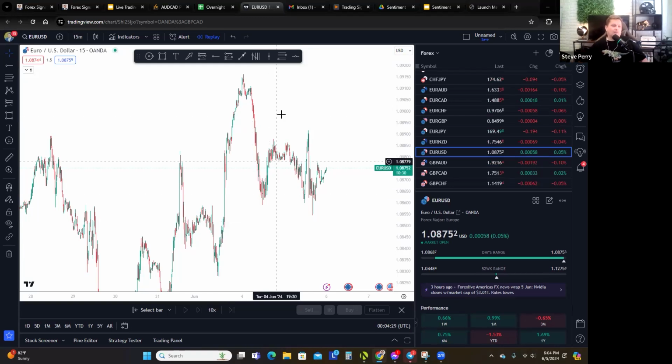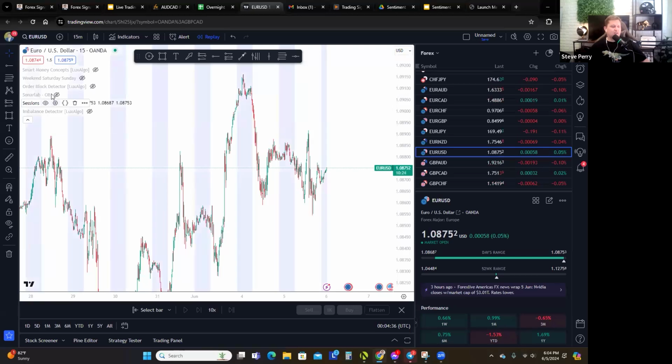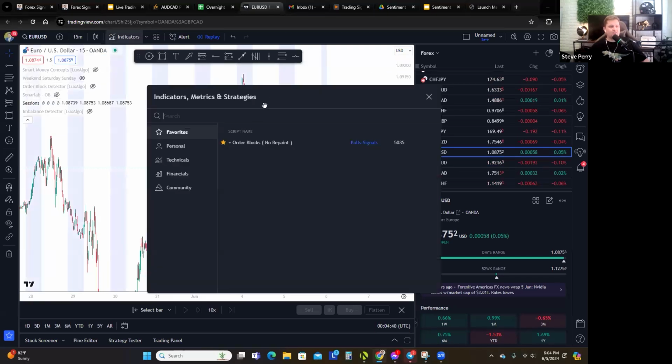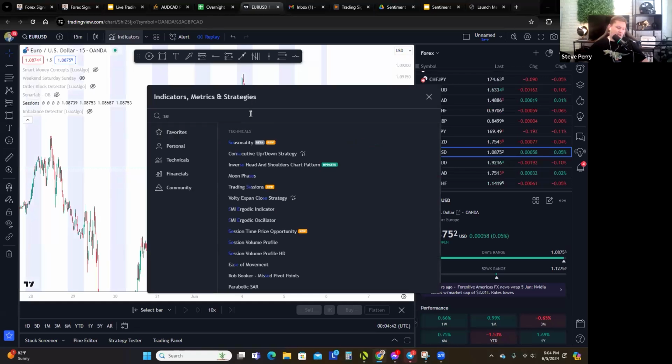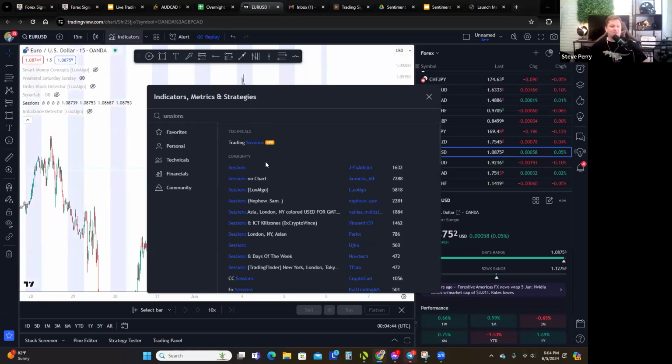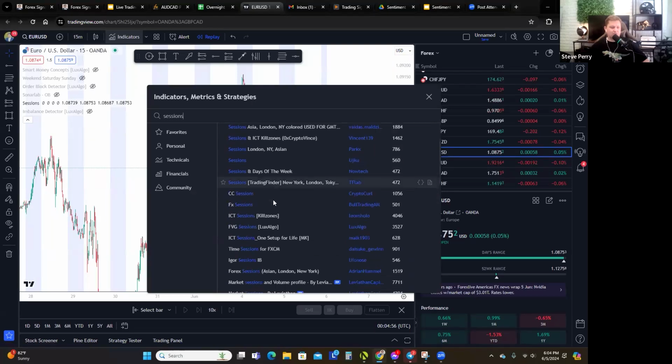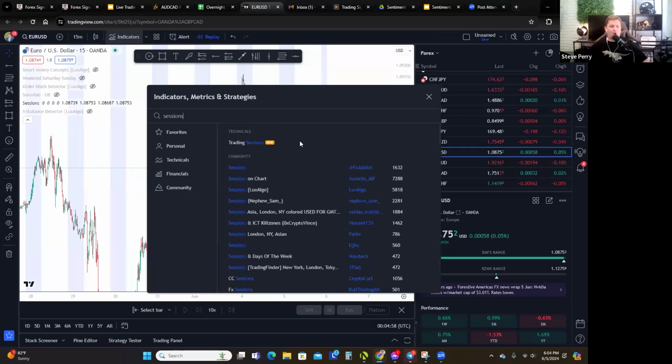Okay, so let's talk about the methodology here. I have this really cool indicator on my charts called Sessions, and this is on TradingView. If you go to TradingView, go up to indicators and search sessions, there are actually several different session indicators that you can use. I think the one I'm using is called Sessions on Chart by Aurochs, but I could be wrong. I'm trying to remember which one I'm using. Anyway, all of these would work.